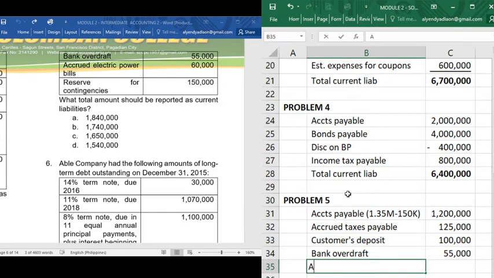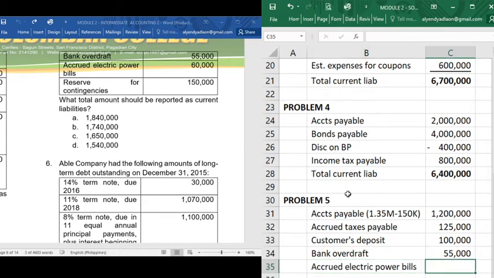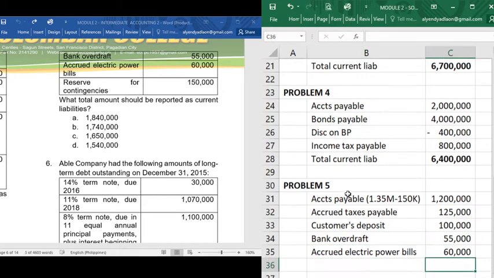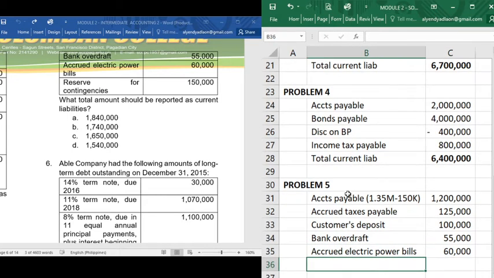balance. Then we have accrued electric power bills, of course, Samsoreco. Okay? Baryo nun sa kuryente. Okay? Accrued electric power bills, 60,000 pesos, and reserve for contingencies.